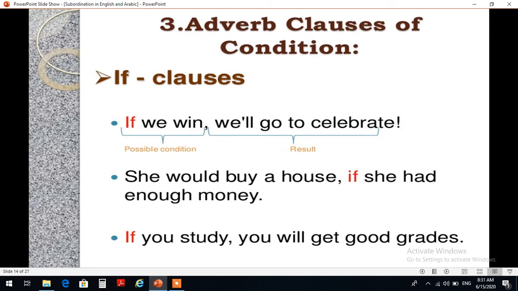النوع الآخر اللي هو adverb clauses of condition تدل على الشرط أو ما تسمى if clauses. If we win, we will go to celebrate. Okay. She would buy a house if she had enough money. If you study, you will get good grades.